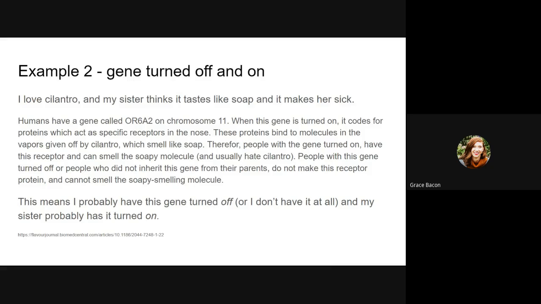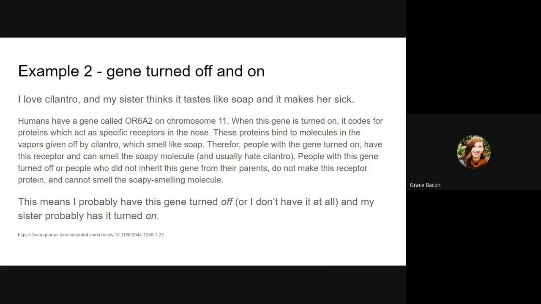These receptor proteins can bind to molecules in the vapor given off by cilantro, so when we smell it. Therefore, people who have that gene turned on have a receptor in their nose that allows them to smell something that people without that receptor can't smell. So people who have the gene turned on can smell this molecule, and it turns out it smells like soap. And those people usually hate cilantro.